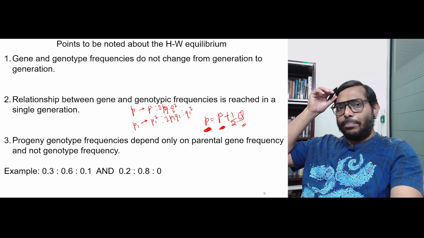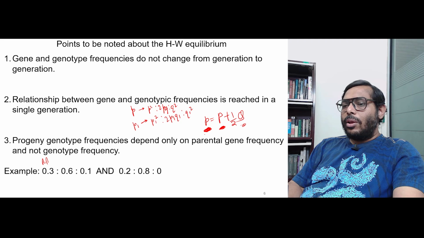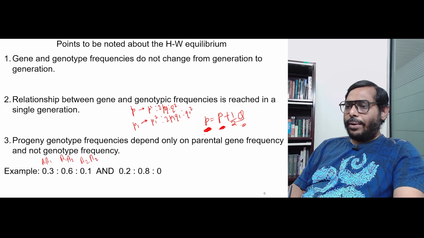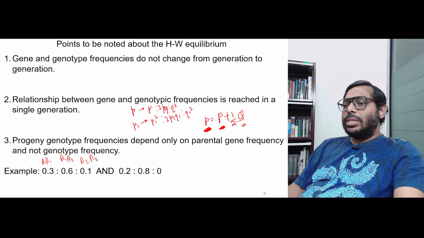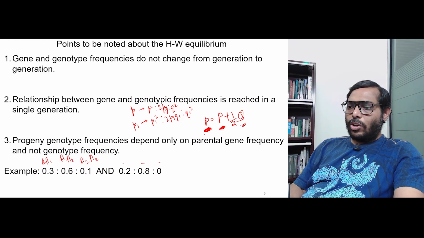So, let me give you an example. Suppose I have a population in which my A1A1, A1A2 and A2A2 are in these frequencies 0.3, 0.6 and 0.1. And let us assume that in another population the frequencies are 0.2, 0.8 and 0. We do not have any A2A2 at all.